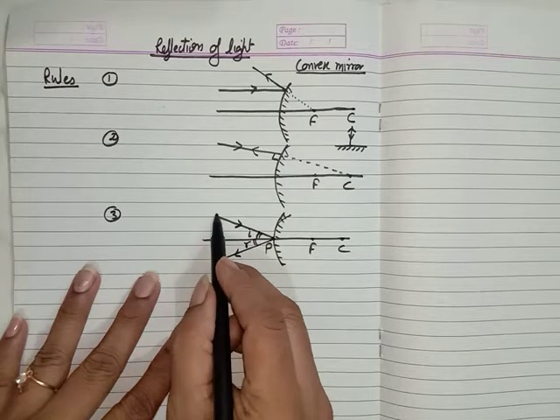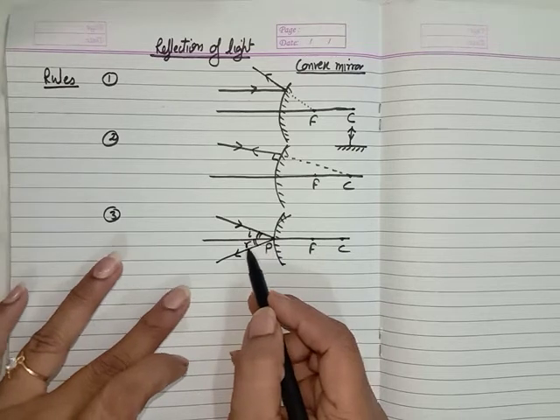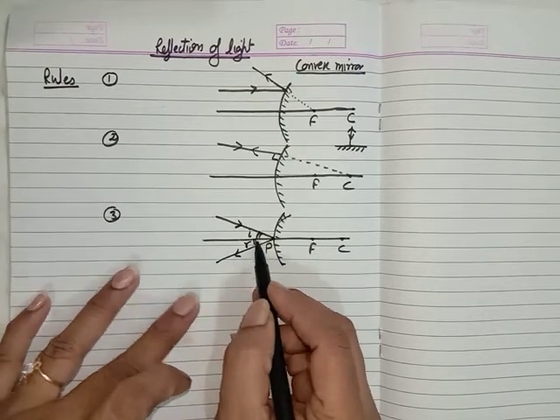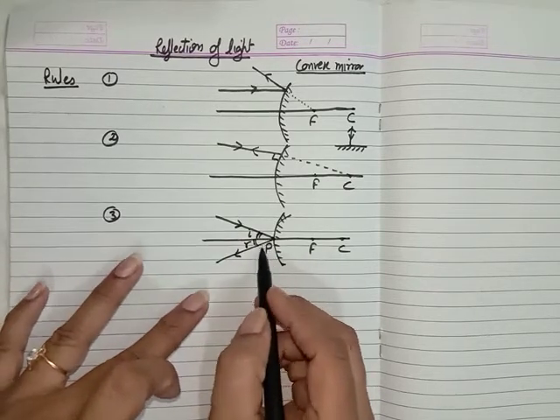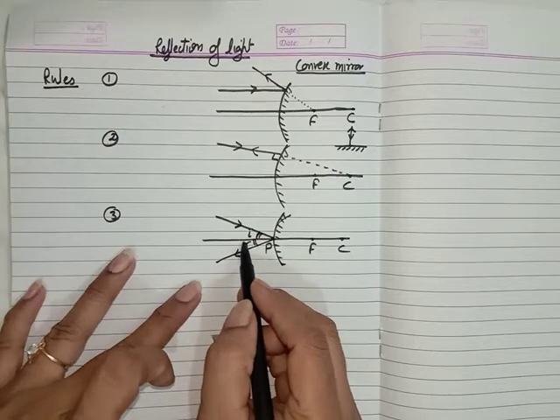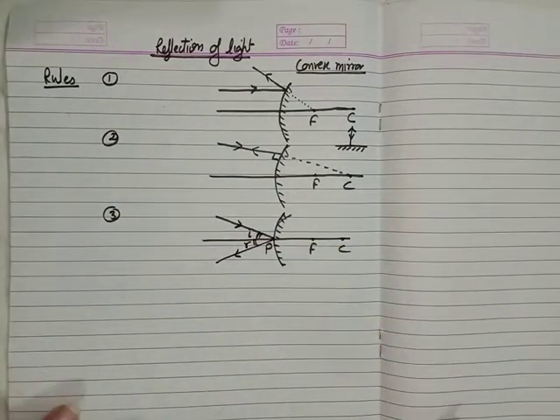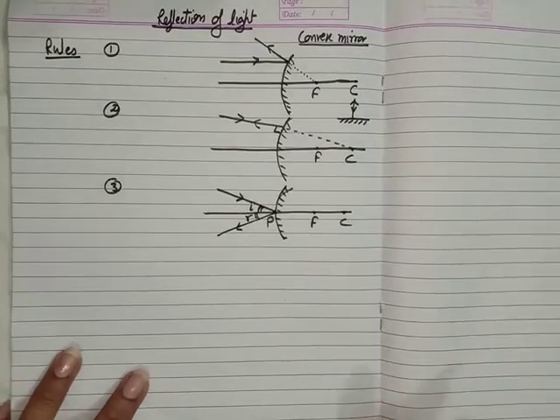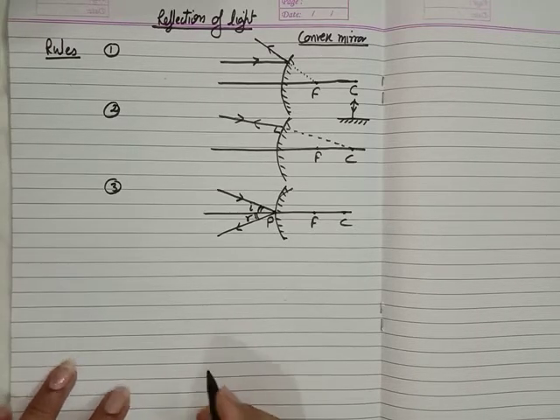So we can say the light ray which is coming towards the pole is reflected in such a way that the angle between the incident ray and the principal axis is equal to the angle between the reflected ray and the principal axis. These are the three rules which we can use to prepare the images by using the convex mirror. And now we are going to prepare the images by using the convex mirror.